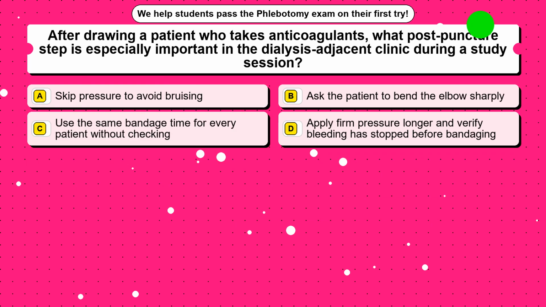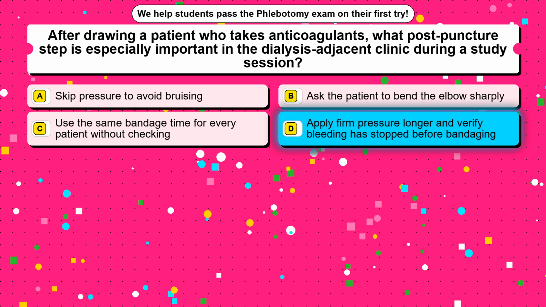Question 6. After drawing a patient who takes anticoagulants, what post-puncture step is especially important in the dialysis-adjacent clinic during a study session? Option A. Skip pressure to avoid bruising. Option B. Ask the patient to bend the elbow sharply. Option C. Use the same bandage time for every patient without checking. Option D. Apply firm pressure longer and verify bleeding has stopped before bandaging.